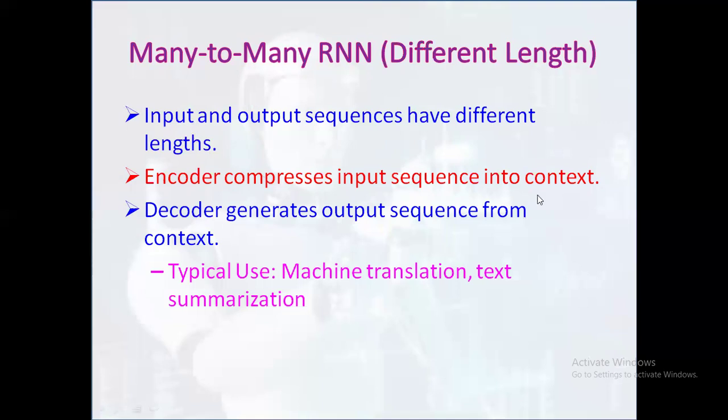The encoder compresses the input sequence into a context. That means the encoder processes the entire input sequence and converts it into a fixed length context vector. The decoder generates the output sequence from the context. The decoder uses the context vector to generate the output sequence step by step. This architecture is mainly used in machine translation and text summarization tasks.